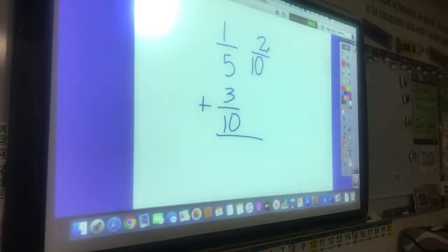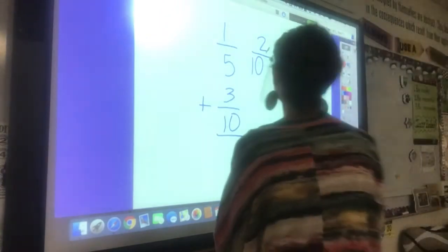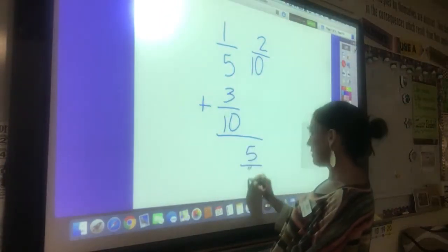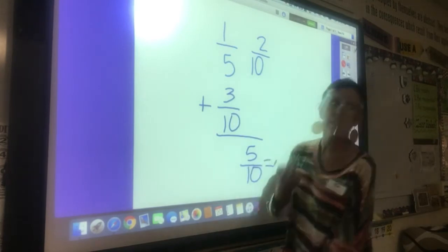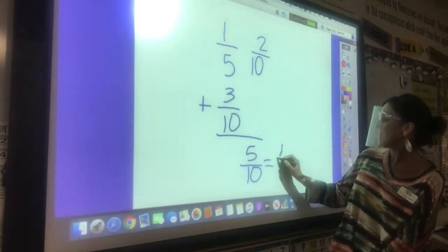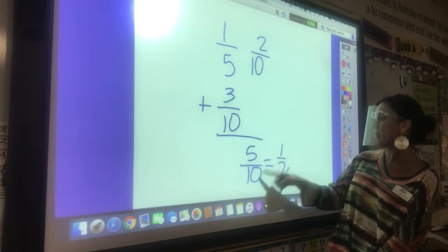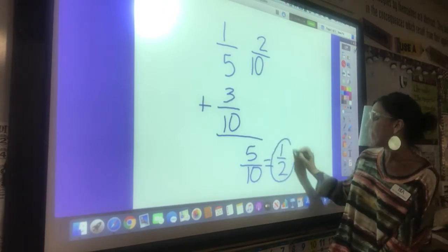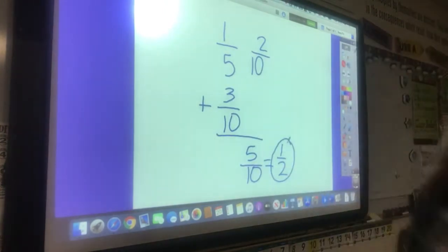Okay, so now we're adding 2/10 and 3/10. What do we get when we add 2/10 and 3/10? Carson? 5/10 or 1/2. Exactly, which reduces, because we can reduce it to 1/2, because you can divide them both by 5. So last problem, we got an answer, it didn't need to be reduced. This one, we got an answer, but it still needed to be reduced, so we needed to reduce it to 1/2.